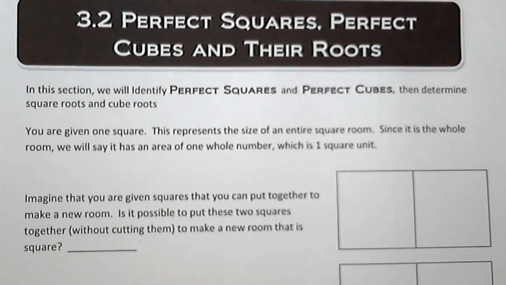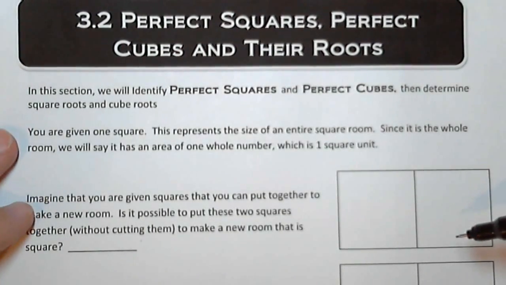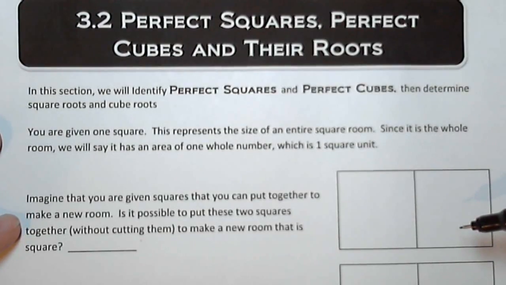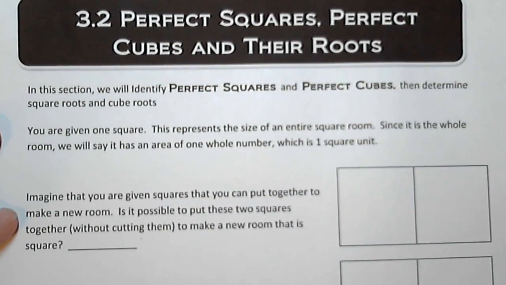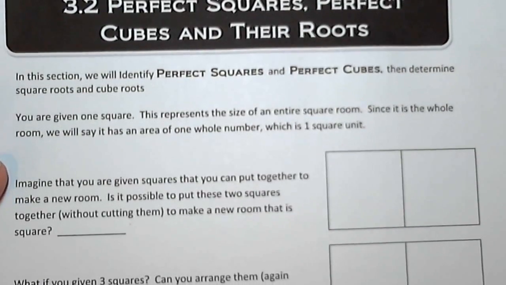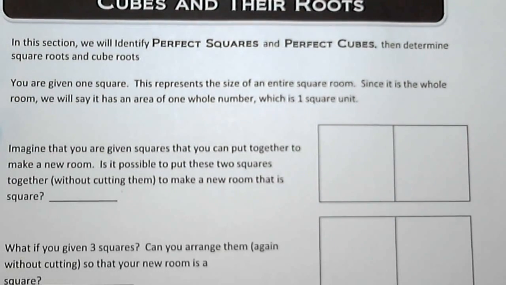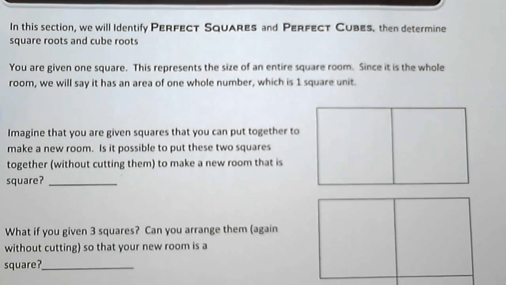In this section, we will identify perfect squares and perfect cubes and then determine what are called square roots and cube roots. So the first thing we're going to do is figure out what a perfect square number is and what it has to do with what are called perfect cubes.